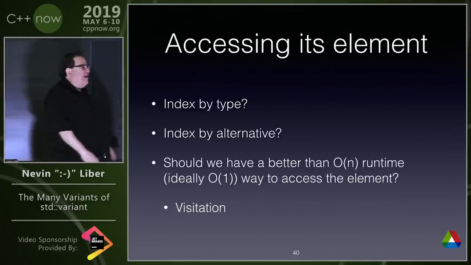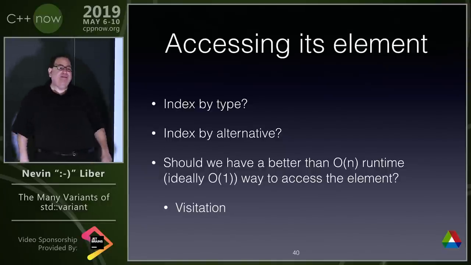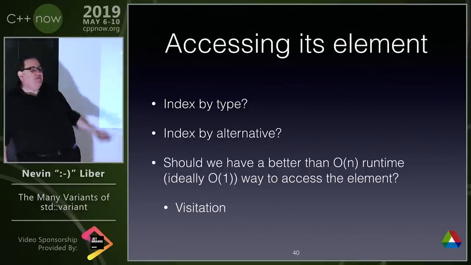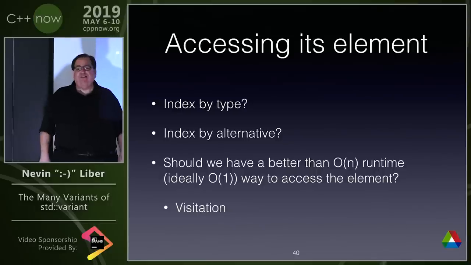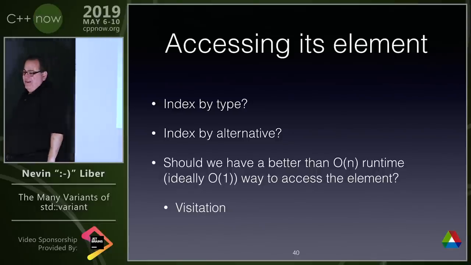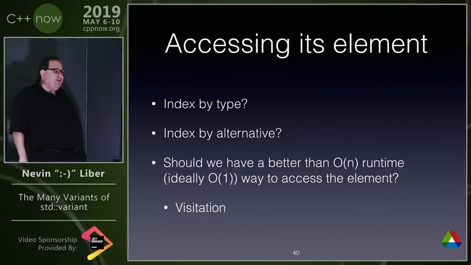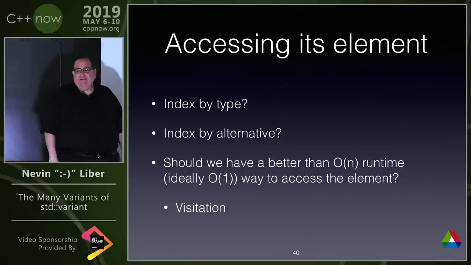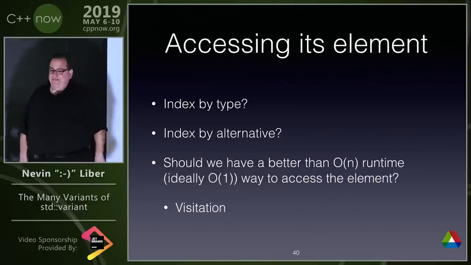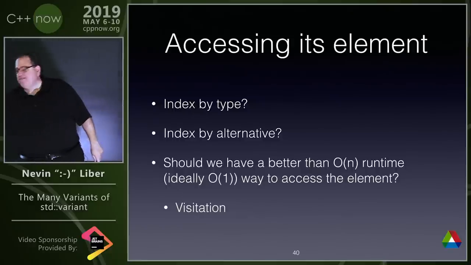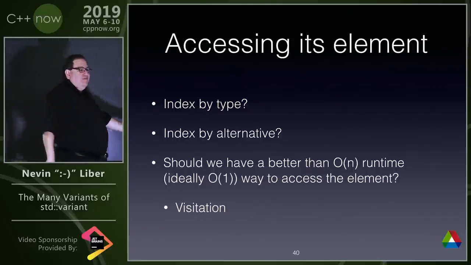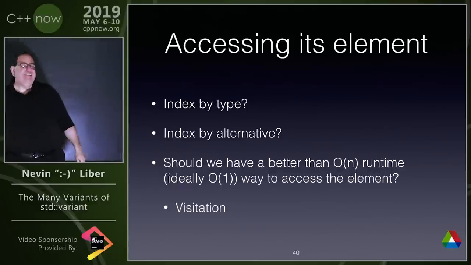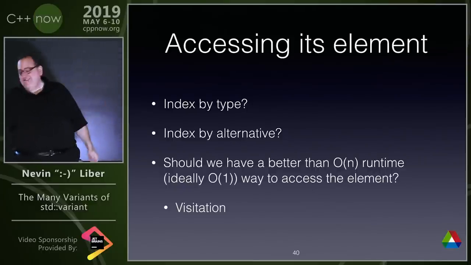And we want to be able to access the element. So do we allow indexing by type? If you have a variant int int, you have to allow indexing by alternative. Otherwise, if the types are unique, you could just use types. And we want a better way than order n to do it. We want order one. So visitation was usually the way to do it. Pattern matching will hopefully be better. Well, it should be better. Hopefully we get it, is really what I'm saying.